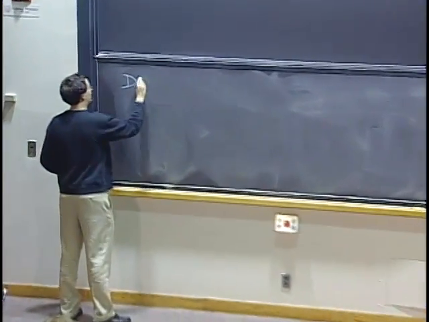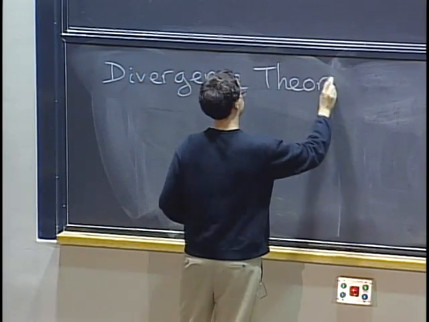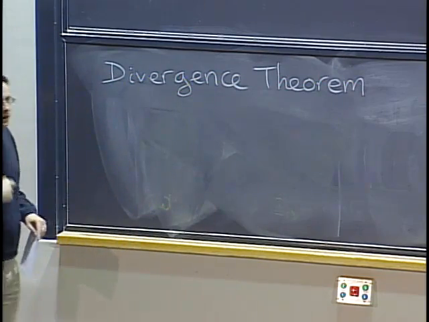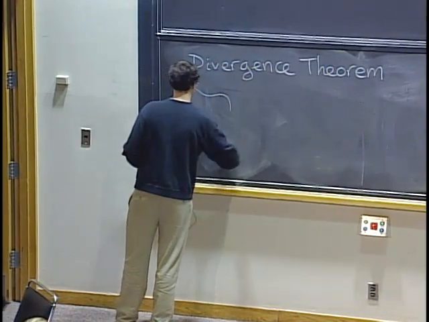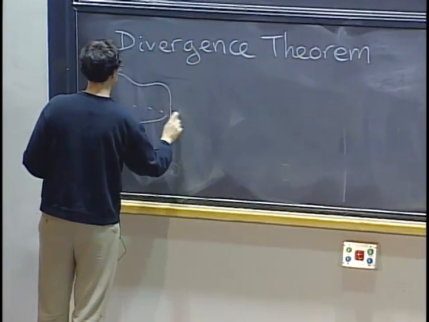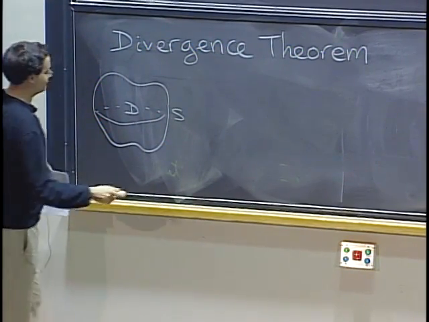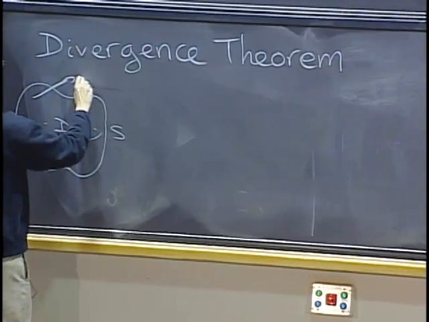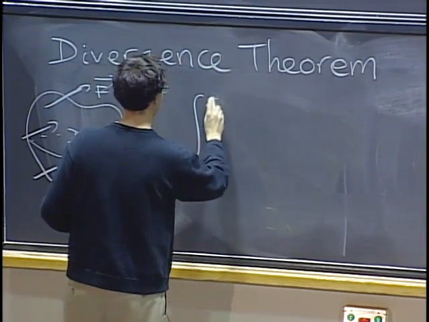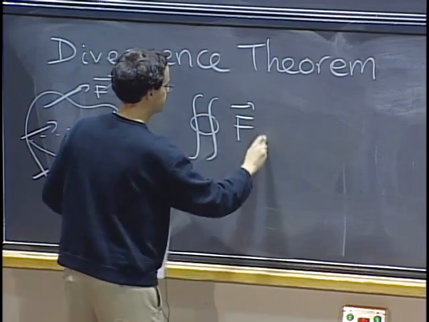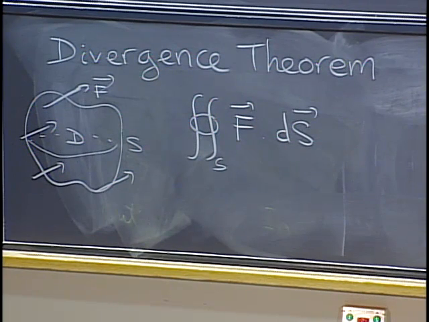So remember, we left things with the statement of the divergence theorem. The divergence theorem gives us a way to compute the flux of a vector field through a closed surface. It says if I have a closed surface S bounding some region D, and I have a vector field defined in space, then I can try to compute the flux of my vector field through my surface. Double integral of F dot dS, or F dot n dS if you want.